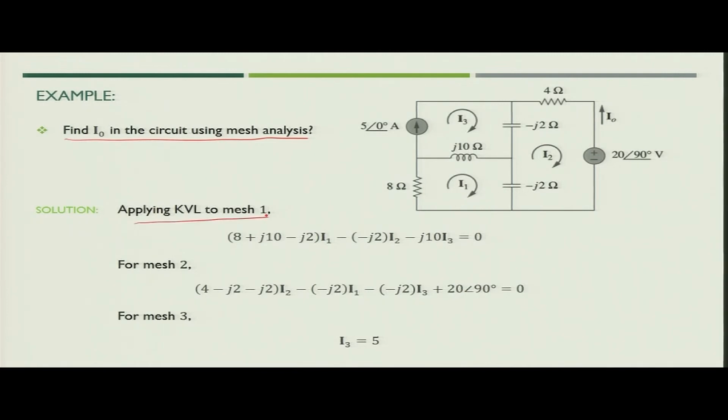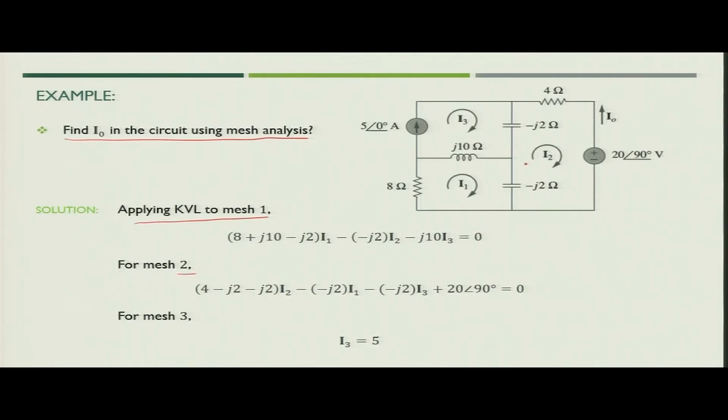If you apply KVL to mesh 1, what can we write? We can write (8 plus j10 minus j2) multiplied by current I1, minus of minus j2, because I2 is in opposite direction of I1. So, this will become minus of minus j2 I2. Similarly, I3 is also opposite to I1. So, this will become minus j10 I3 equal to 0. So, from mesh 1 we get this equation.